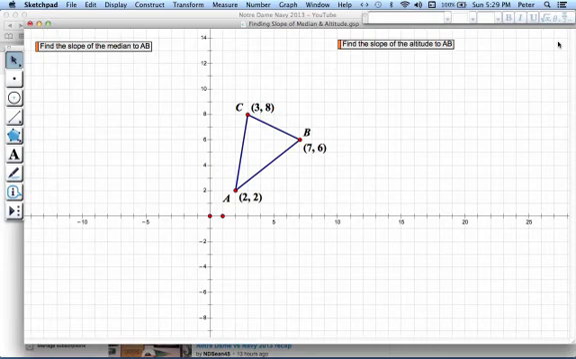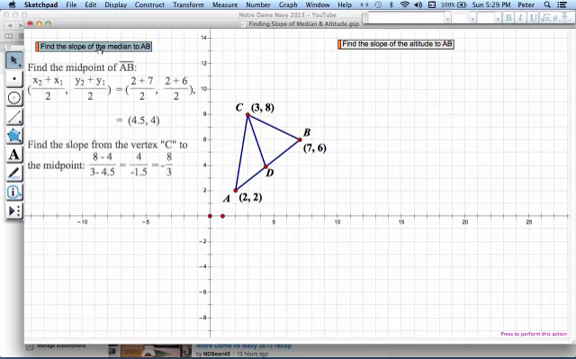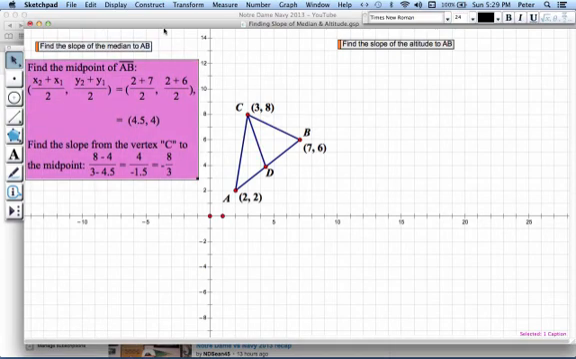All right, suppose we had to find the slope of the median to AB. Now you know that the median to AB is going to come from C and it's going to hit the midpoint of AB. So it might not be exactly, but it's going to look something like that. So how do we calculate that slope? Well, the trick is to first calculate the midpoint of AB.